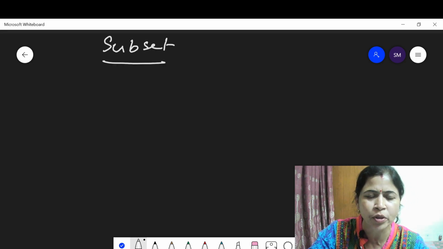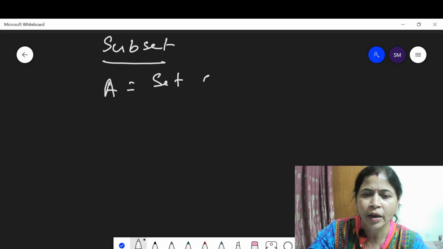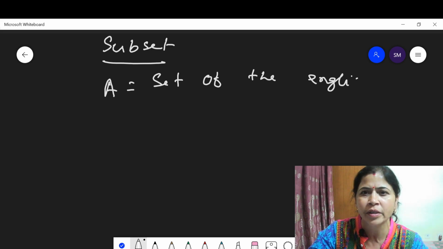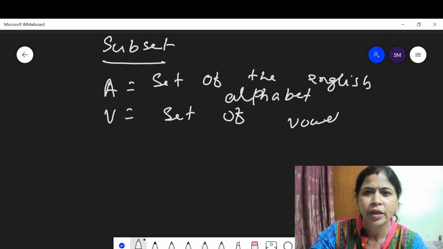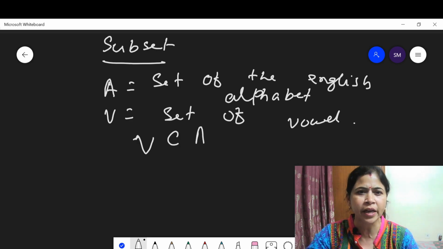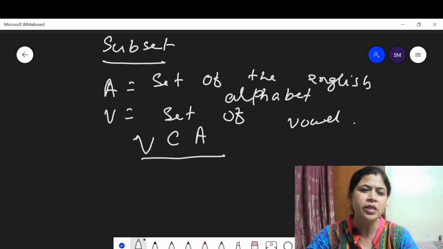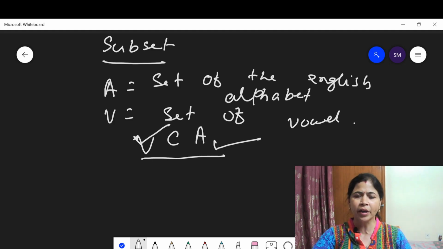Suppose A is the set of English alphabets. Then let us consider B to be the set of vowels. Then here B is a subset of A. This means all elements which belong to B must be elements of A.